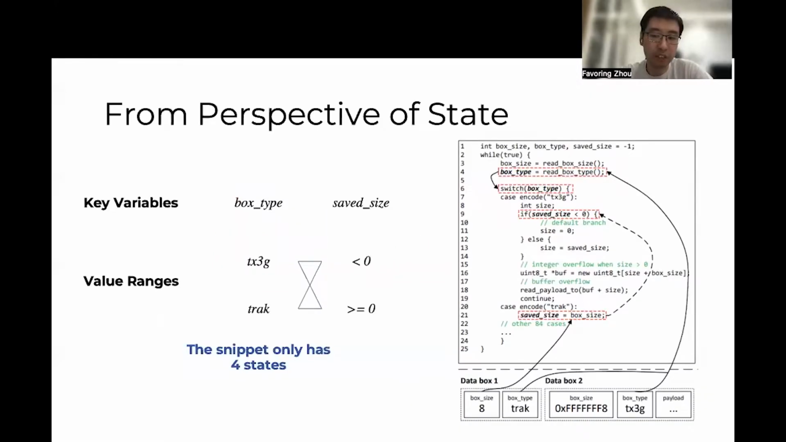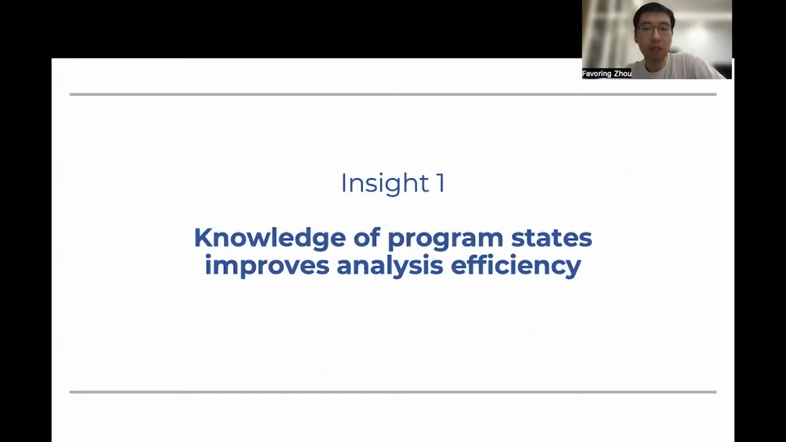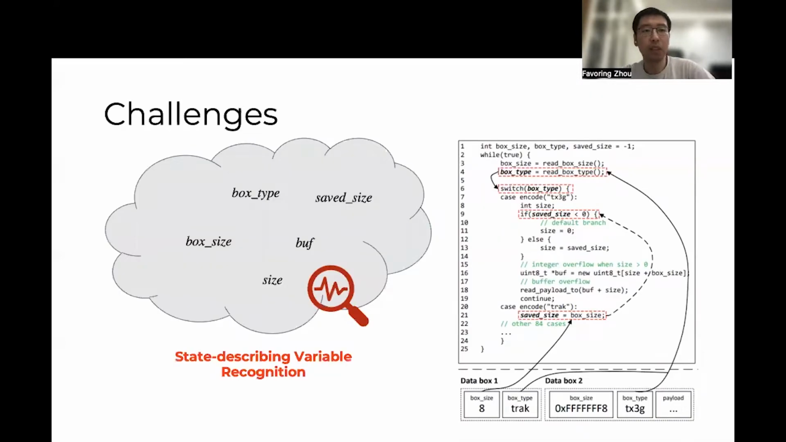Let's jump out of the existing works and see this example from the FSM level. Actually, there are a very limited number of states in this program, and only 4 different combinations of the variables box type and saved size are enough to cover all the unique paths in this snippet. This leads to our first insight, that the knowledge of program states can help improve analysis efficiency. But to really do that, there are 2 challenges in understanding the program state.